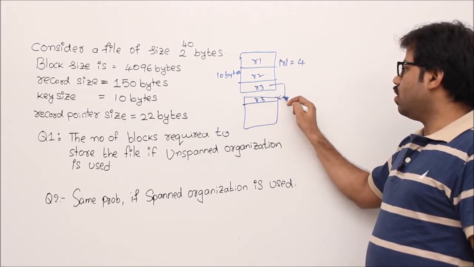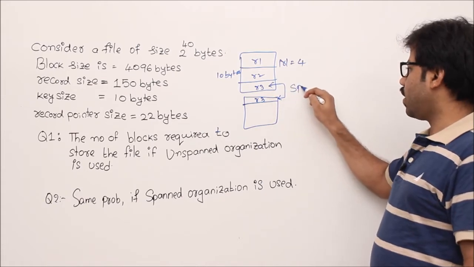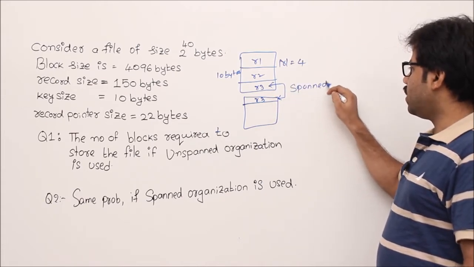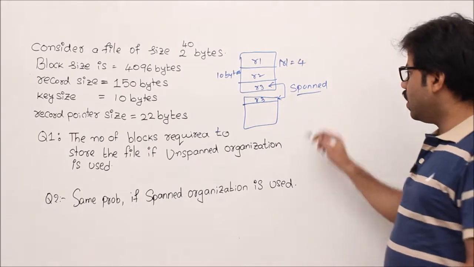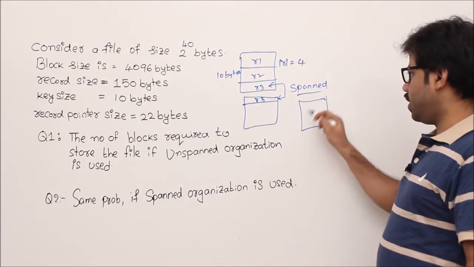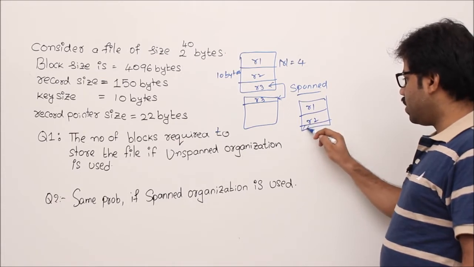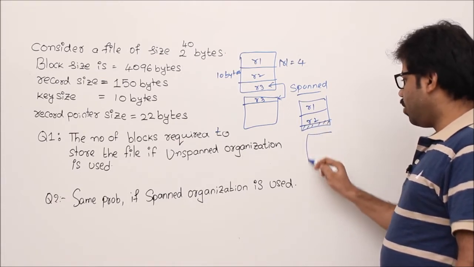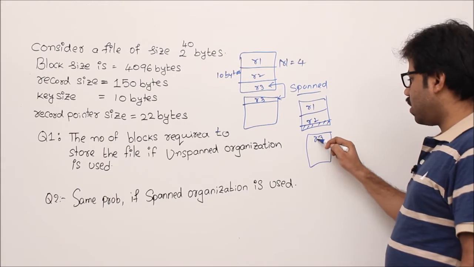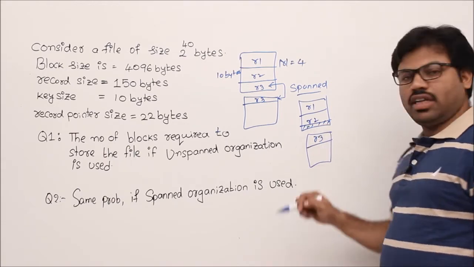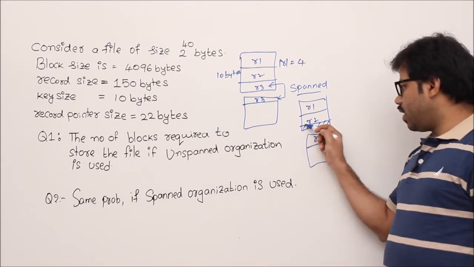So this is called spanned organization. There is another organization that is unspanned. In that, rather than doing that, we leave that space. So we only write record number 1, record number 2, then there will be empty space, we leave it and we don't worry about it, and a new record starts here, R3. So we write some special information like this. So this is the end of the records.